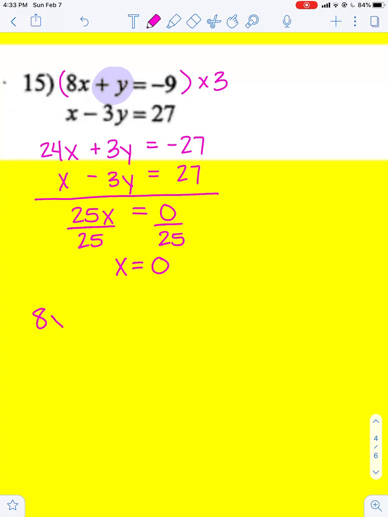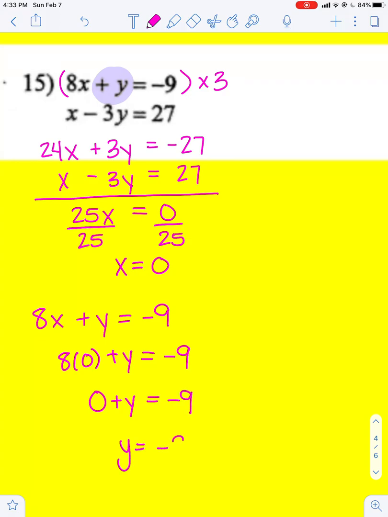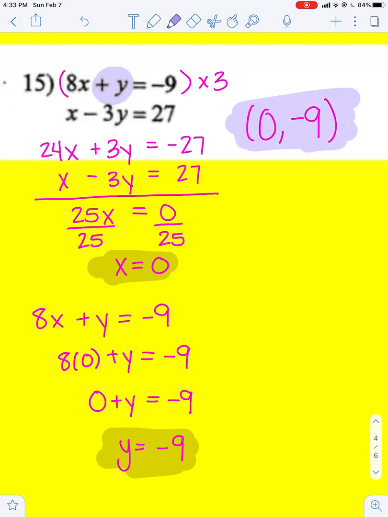So I am going to do 8x plus y is equal to -9. And I'm going to have 8 times 0 plus y is equal to -9. 0 plus y is equal to -9, which means y is equal to -9. So I have x is equal to 0, y is equal to -9, so I can do 0, comma, -9 as my answer.